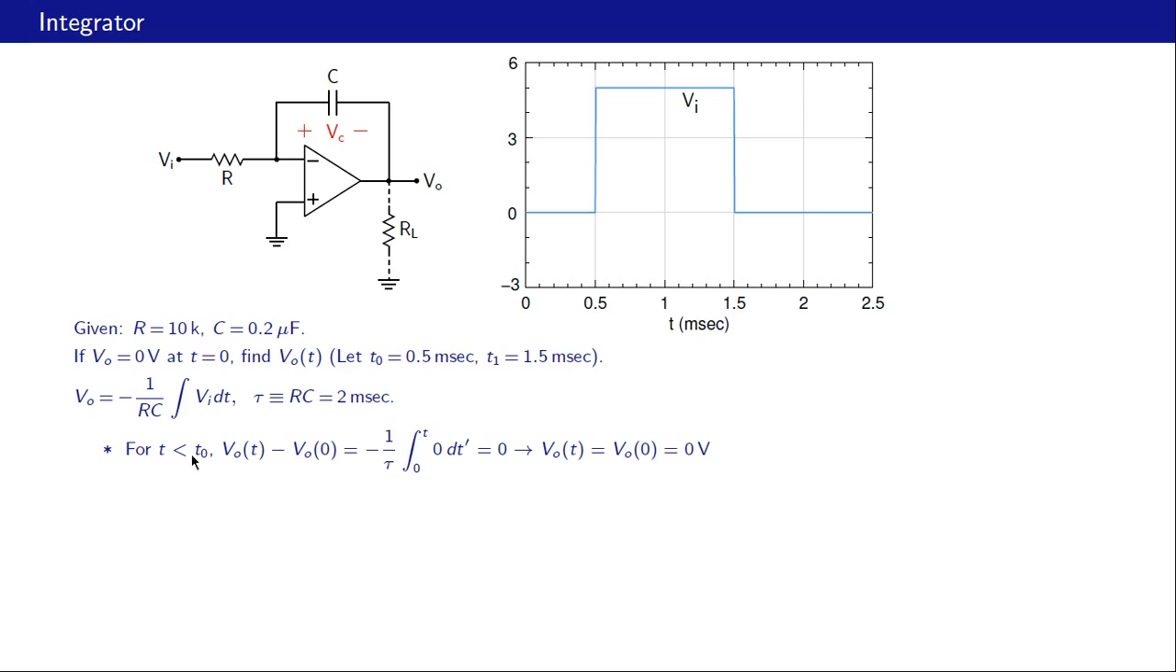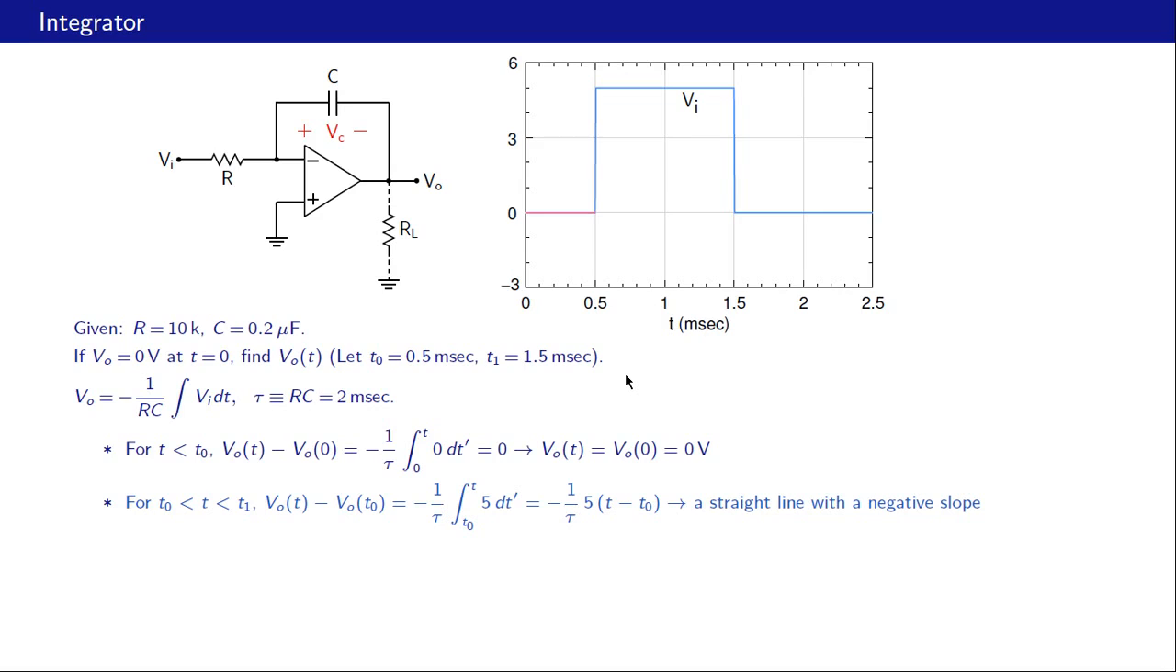So what we can do now is to evaluate this integral from 0 to t, where t is somewhere in this interval. On the left hand side, we will get Vo of t minus Vo at 0. And on the right hand side, we will get minus 1 over tau integral 0 to t Vi dt, and Vi is 0 here. So this whole right hand side becomes simply 0, and therefore Vo of t becomes equal to Vo of 0, that is 0 volts, as shown here by the red line.